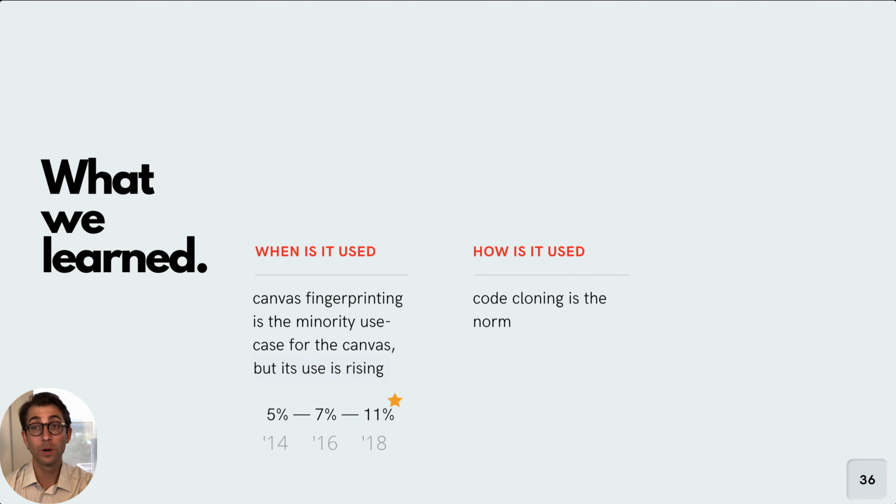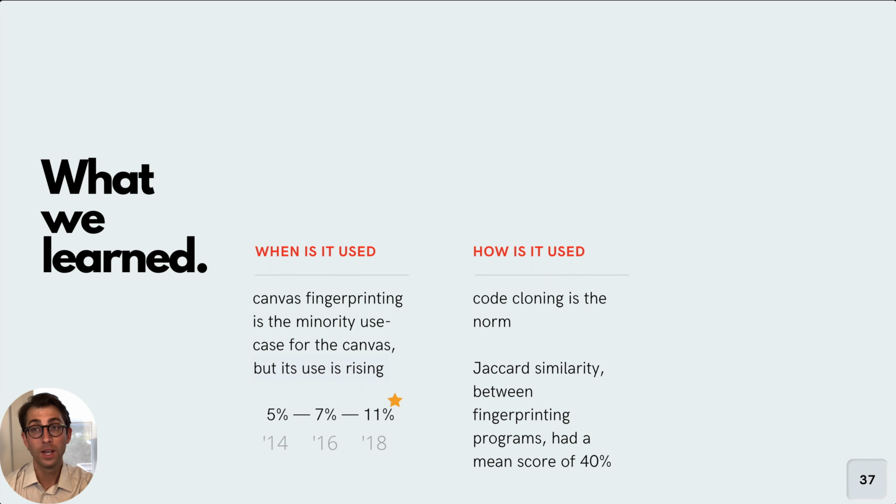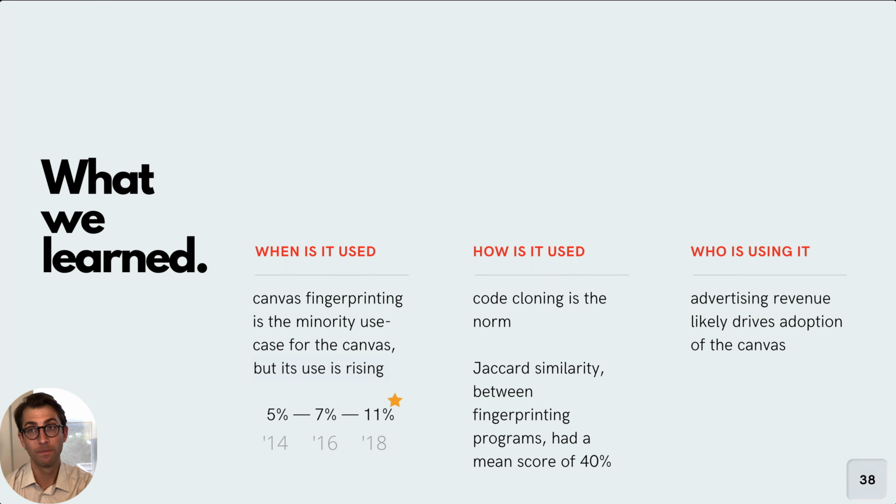Secondly, when looking at the programs that drew canvas fingerprints, we find that there's quite a lot of overlap between programs. Another way of saying this is that code cloning is the norm here. In fact, if you did a comparison of all fingerprinting programs, so pairwise, you'd find that the mean Jaccard similarity score, in other words, a way of measuring the overlap here, is 40%.